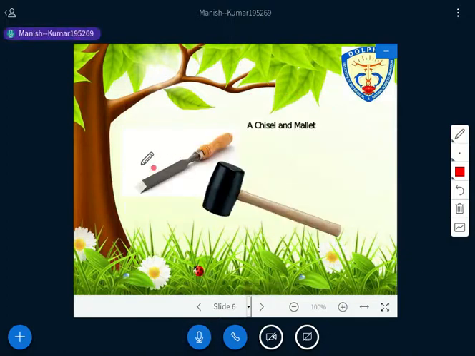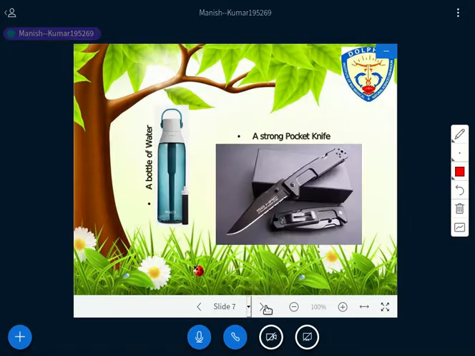Then we have this chisel. This is a chisel and this is a mallet. So we also need this chisel and mallet, and the purpose why we need them is so that we are able to smooth the stump surface. If we have this chisel and mallet, we are able to smooth the stump surface, right? So that's why you need this instrument here. Then obviously a bottle of water, we all know that.